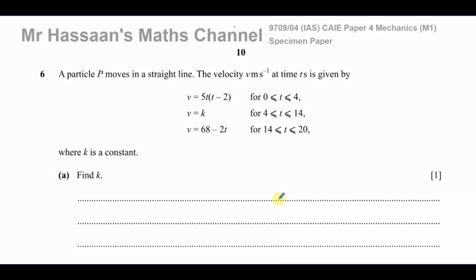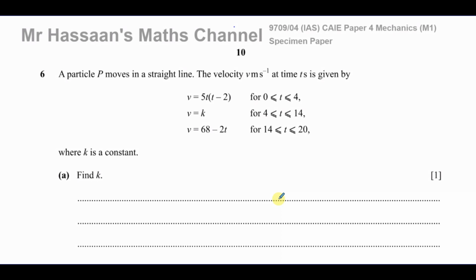I'm now answering question number 6 from the Cambridge 9709 paper 4 mechanics specimen paper. This question is about variable acceleration and kinematics. A particle P moves in a straight line. The velocity v meters per second at time t seconds is given by v equals 5t(t minus 2) for 0 to 4 seconds, then v equals k from 4 to 14 seconds, and v equals 68 minus 2t for 14 to 20 seconds.